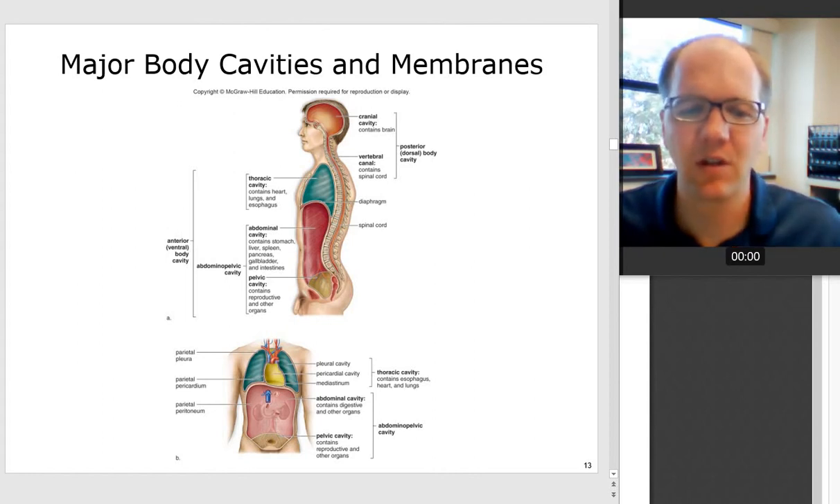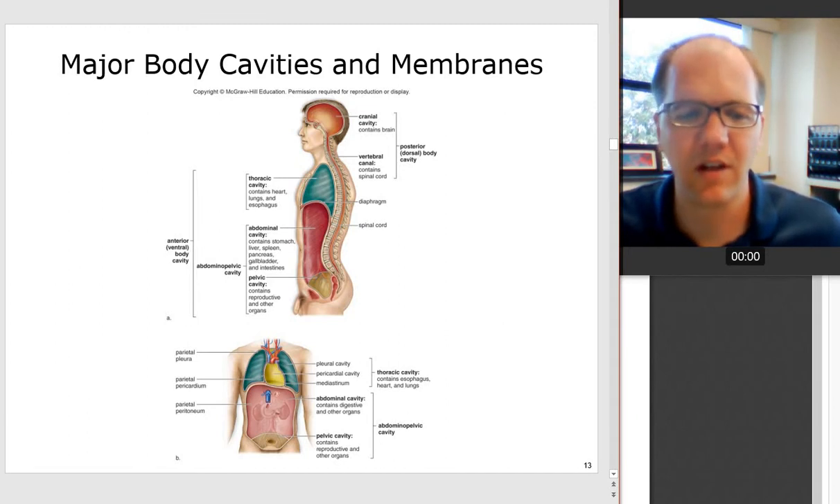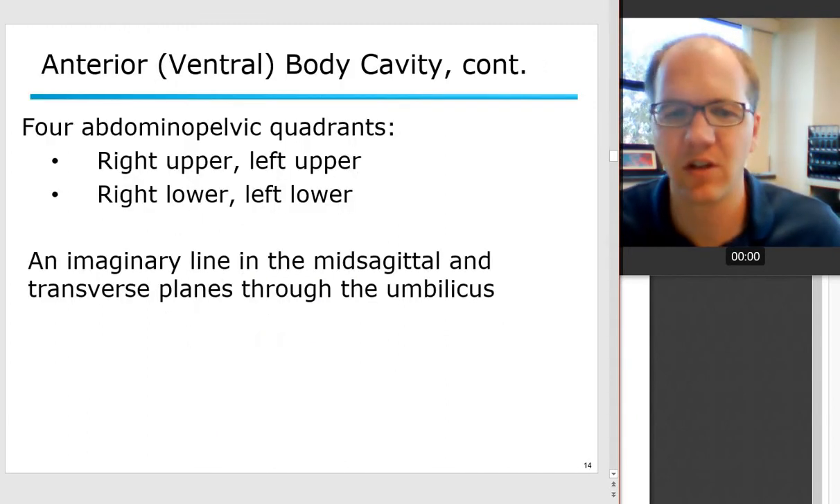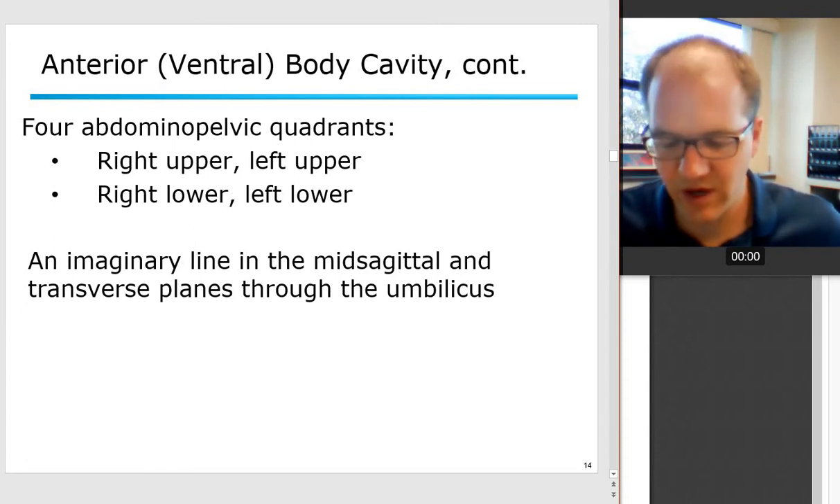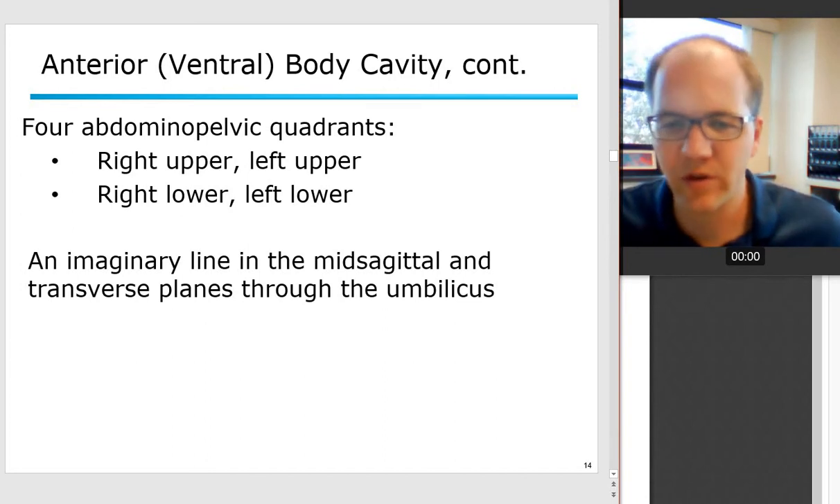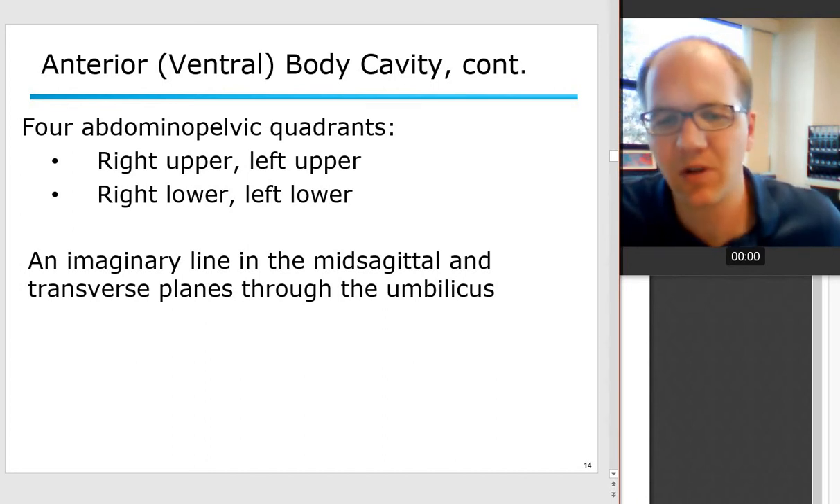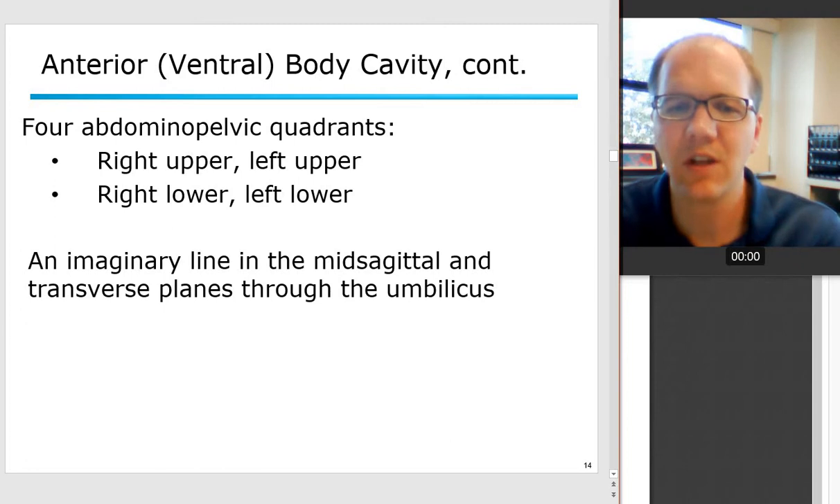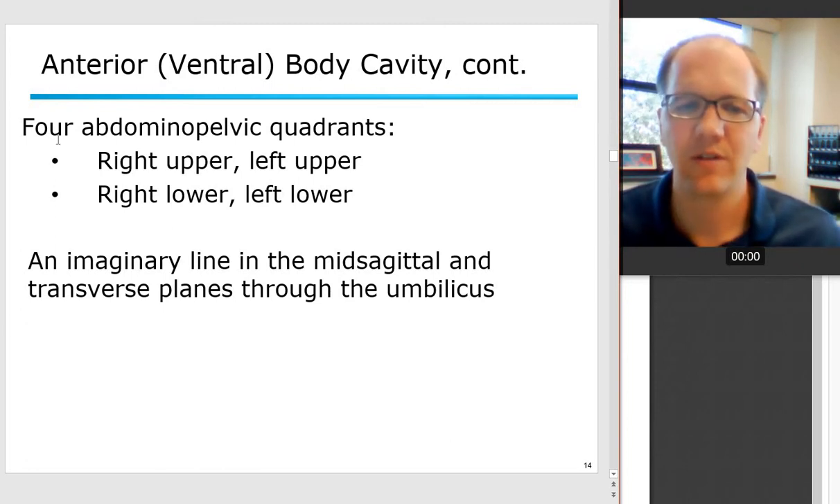Okay, the last thing that we're going to look at here in this section is what we call the quadrants. So what we can do is when we were talking about different parts of the body, we can divide it up so that we know where we're talking about. So there's different ways to divide it. Your book talks about a few different ways. We're just going to use the 4 quadrant method.